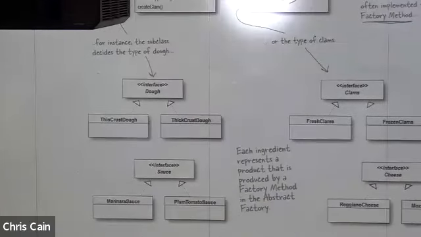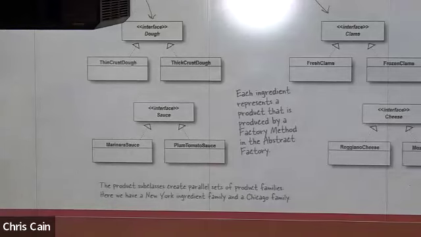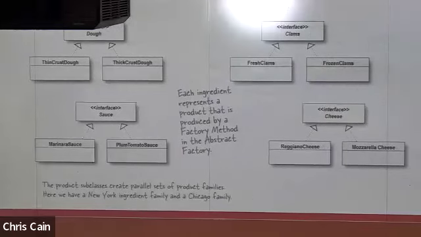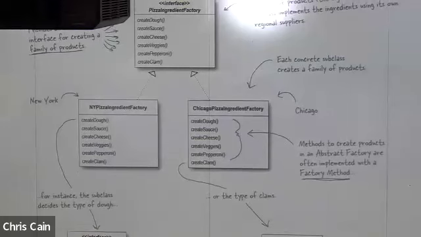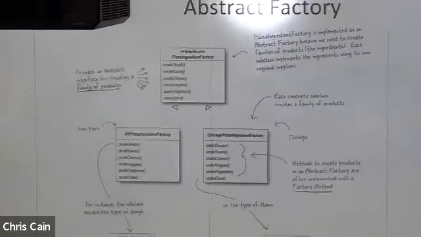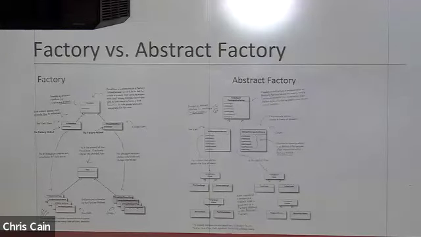So each one of those has their own associated interface, their own associated set of concrete classes for all the different kinds of dough, all the different kinds of sauce, all the different kinds of clams, different kinds of cheese. And those are, as it says here, parallel sets of product families. So two different patterns that are kind of interrelated and are very important.